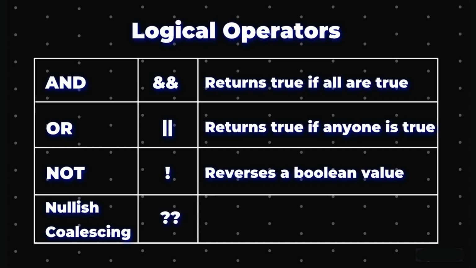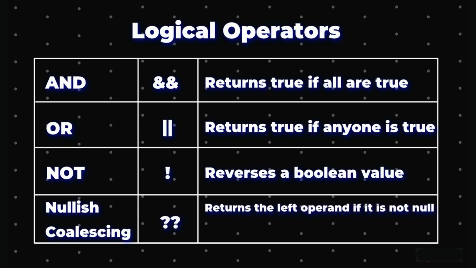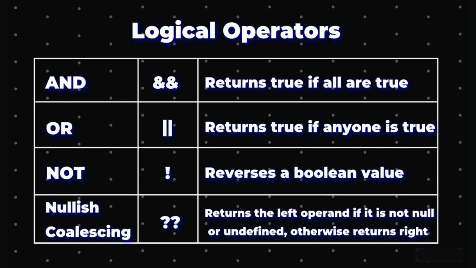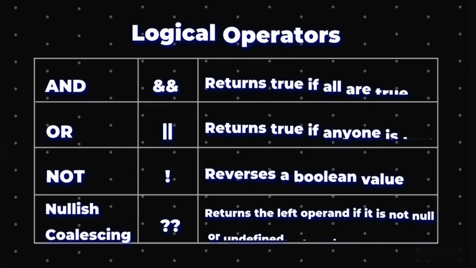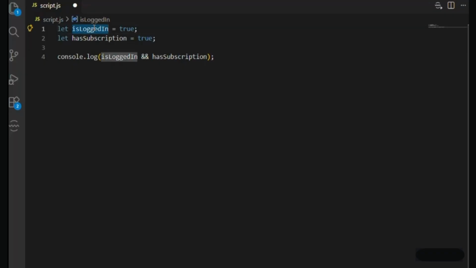The last one, the Nullish Coalescing operator, returns the right operand if the left operand is null or undefined. Otherwise, it returns the left operand. This is useful for setting defaults while allowing values like 0 or empty string. Now, let's see each one in action.